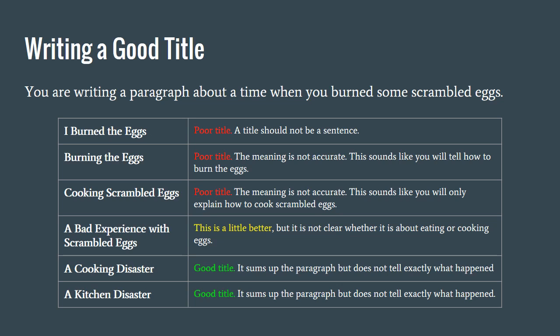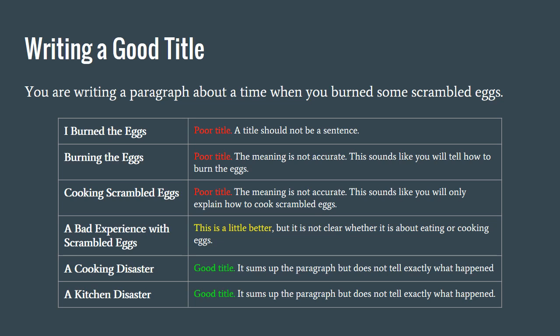Let's look at the next one. "Cooking scrambled eggs." Okay, another poor title. The meaning here is not accurate. It sounds like you're just going to explain how to cook scrambled eggs, but someone who wants to hear a story about a bad experience, or just how to cook scrambled eggs, you're going to get the wrong audience. So this is still poor because it kind of lies to your audience and gives false hope for something different. Okay, so the next one. "A bad experience with scrambled eggs." Better. However, it's not clear whether it's about eating or cooking eggs.